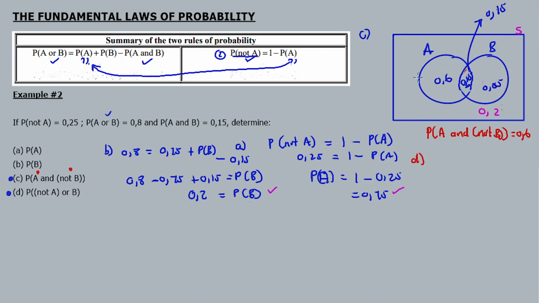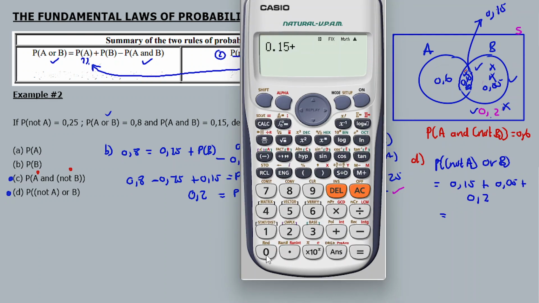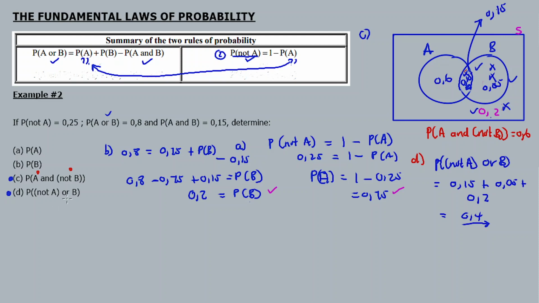For D we want not A or B. Not A is this one and this one. B is this one and this one. So the answer is where we have marks everywhere. For or, it's the union, meaning we add every value in a mark. So the probability of not A or B is equal to 0.15 plus 0.05 plus 0.2, answer 0.4.